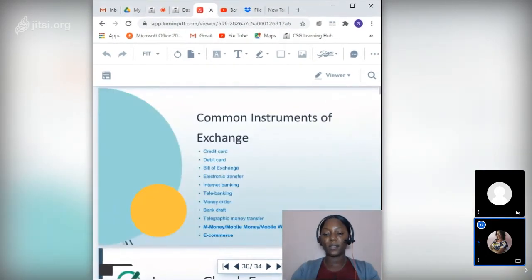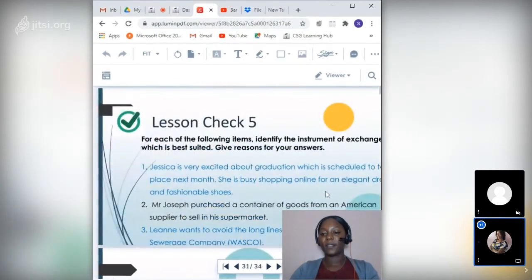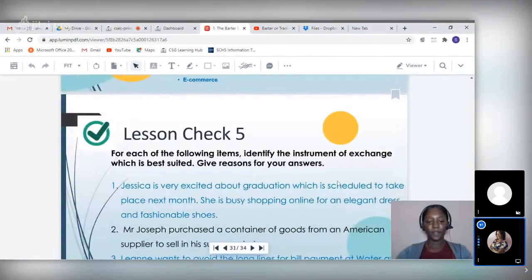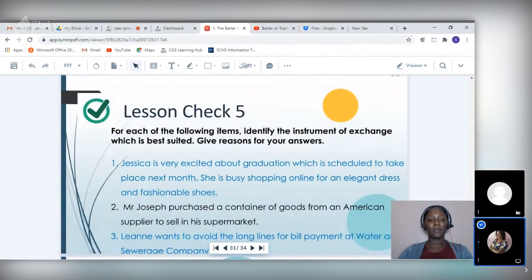Any questions? No, miss. All right. So I believe this is the last lesson check. You're to read the following items and identify the instrument of exchange which is best suited, and give reasons for your answer. And for some of them, you can choose more than one instrument of exchange.